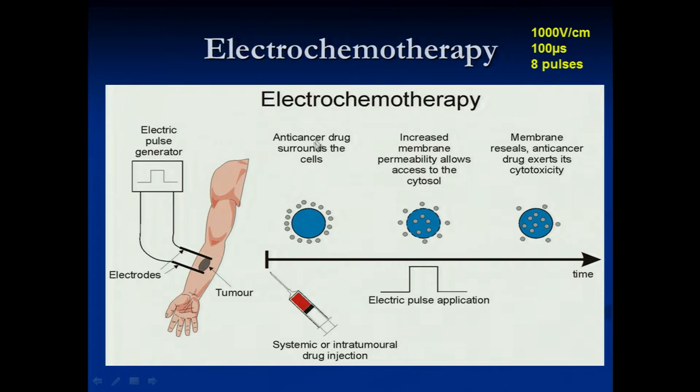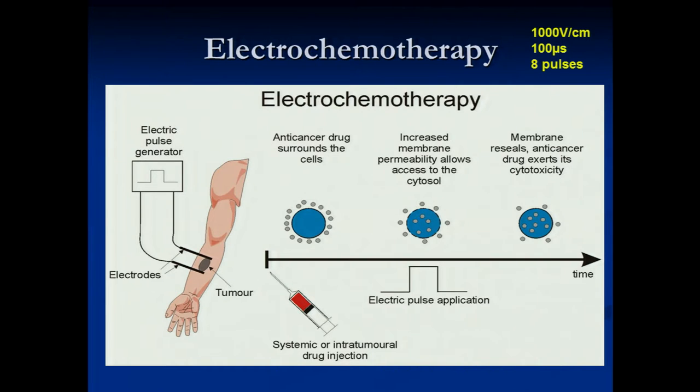So this is what it involves, okay: electric pulse generator, then the electrodes, anti-cancer drug surrounds the cell. If it is 30 hertz and below, we can feel it, we will perceive it. If it is higher than that, we don't feel it. So if you apply 1 hertz, 8 pulses, you will feel 8 times. Whereas if it is 5000 hertz, you will only feel it once.